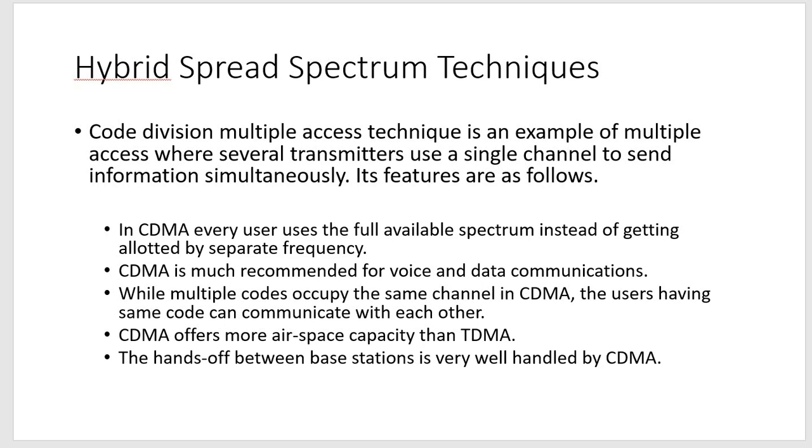And move on to the hybrid spectrum technique. Code division multiple access technique is an example of multiple access where several transmitters use a single channel to send information simultaneously. So it uses the single channel, there is no time slice, there is no frequency slice, so it is using this single channel to send information simultaneously.